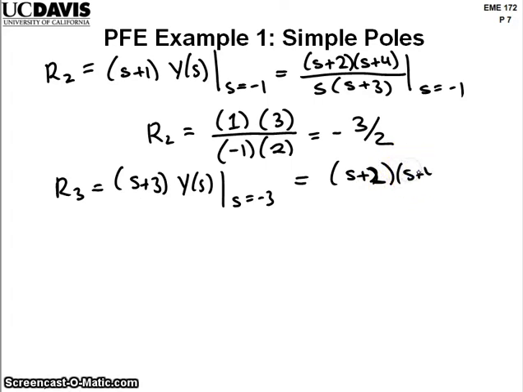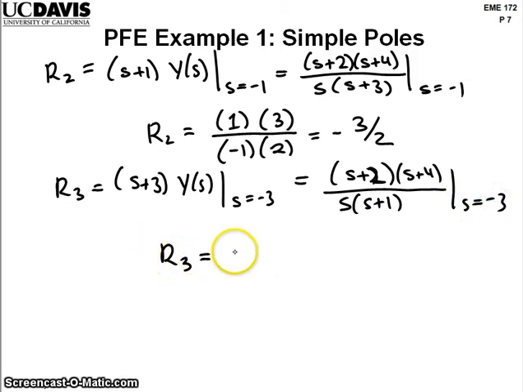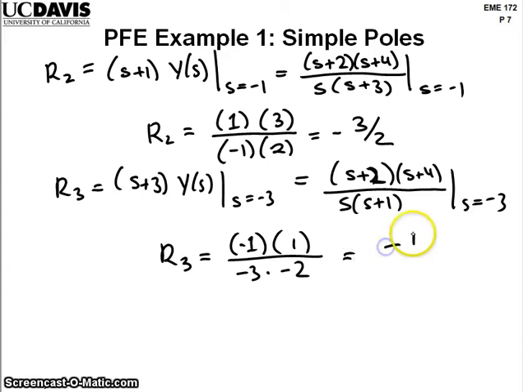Okay, s plus 4 over s times s plus 1, evaluated at s equals minus 3. R3 is equal to minus 3 plus 4 is 1 over minus 3 times minus 2, so I get minus 1 over 6. That's right.